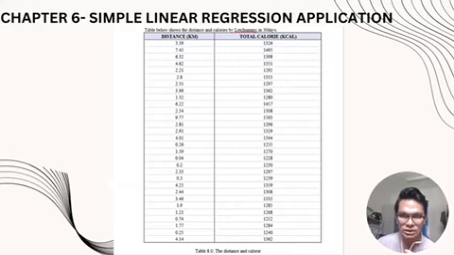Today I will present about chapter 6, which is simple linear regression application. So as you can see, there is a table given, which is distance and total calorie.